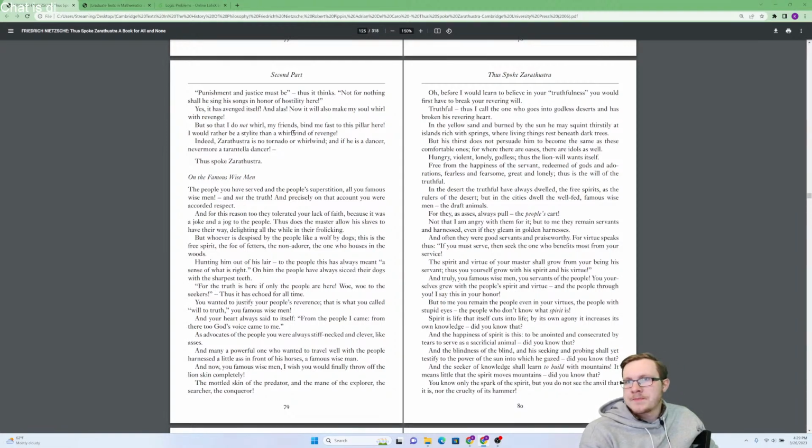Like Hume, for example. But whoever is despised by the people like a wolf by dogs, this is the free spirit, the foe of fetters, the non-adorer, the one who houses in the woods. Hunting him out of his lair, to the people this has always meant a sense of what is right. On him the people have always sicked their dogs with the sharpest teeth. For the truth is here, if only the people are here. Woe, woe to the seekers. Thus it is echoed for all time. You wanted to justify your people's reverence. That is what you called will to truth, you famous wise men.